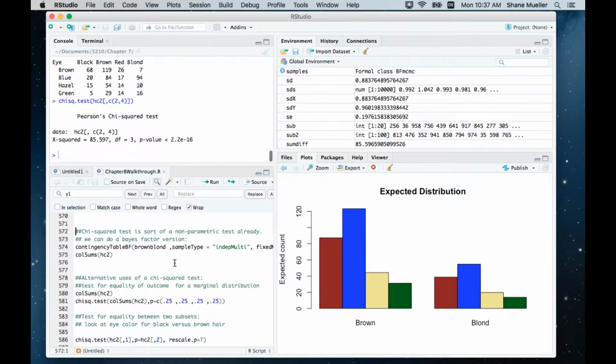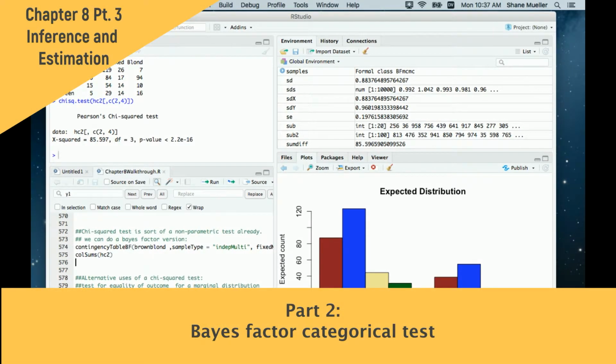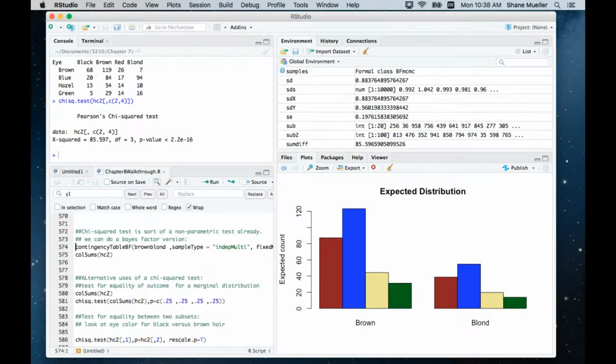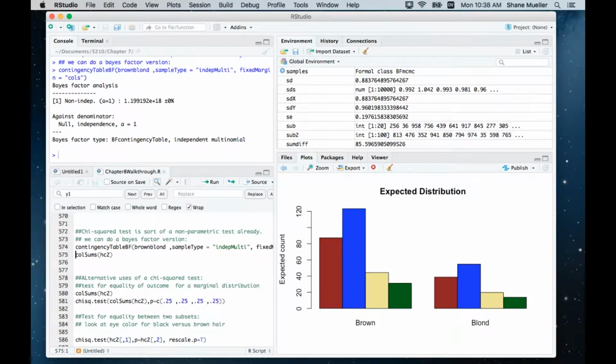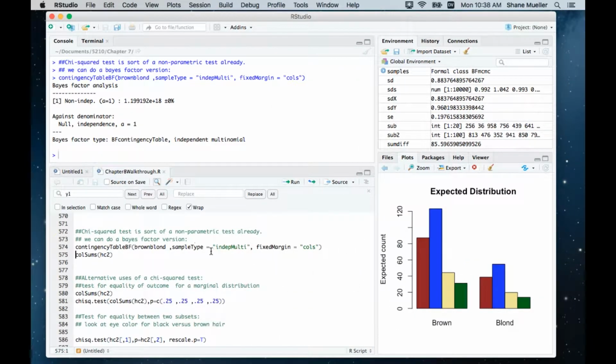Now the chi-squared test, sometimes people call it a non-parametric test because there are no assumptions of normality or skewness, and it's used an awful lot in applied contexts where you just have categorical variables and you want to see if there's a relationship. There is a Bayesian version though, and you have some additional arguments you have to give it. I won't go into details of that, but you can look at those in the Bayes factor library help. So this gives us the equivalent of the same test for brown versus blonde.